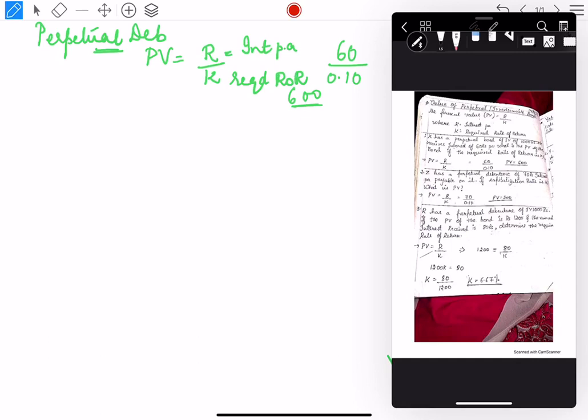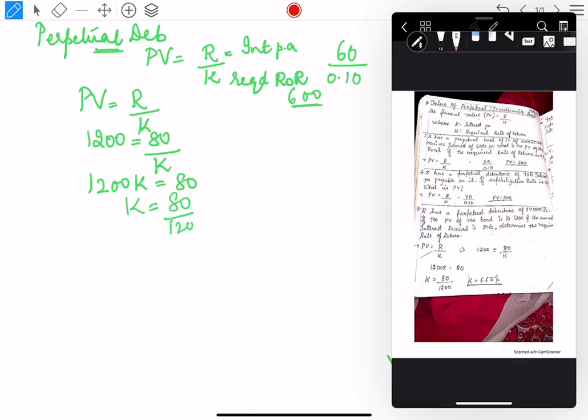The third one, let me pick it up. R has a perpetual debenture of face value. Once again, I don't need the face value as I explained to you. The present value is equal to R divided by K. Present value is given to us in the problem as 1200, is equal to R, which is 80, divided by K. So cross multiply: 1200 K is equal to 80, K is equal to 80 divided by 1200. Find out what it gives you, around 6.67.